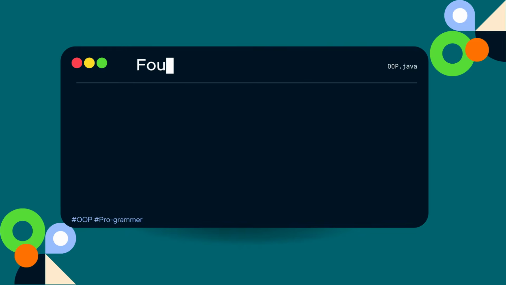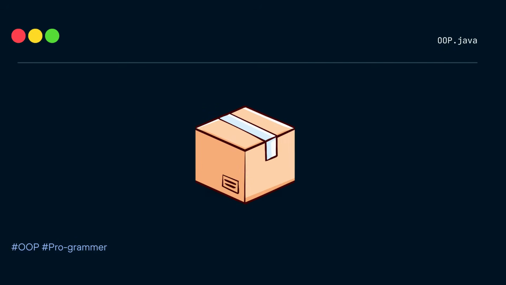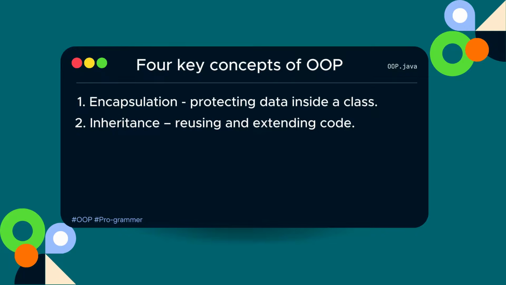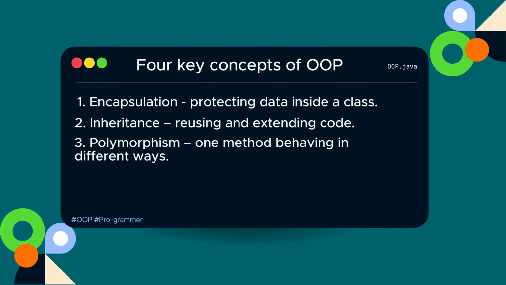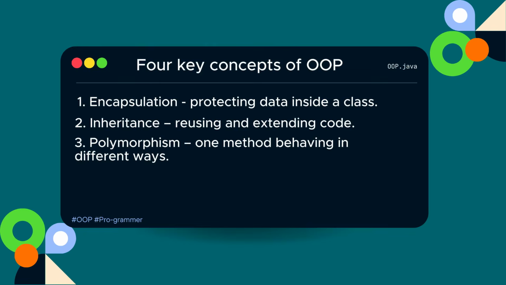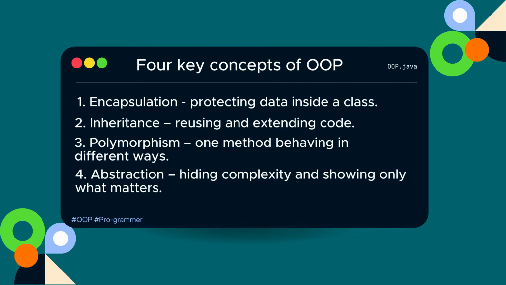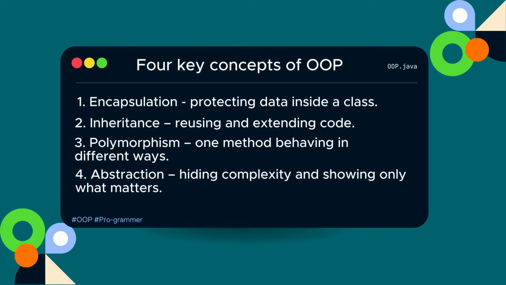OOP is built on four key principles. First is encapsulation, which protects data inside the class. Second is inheritance, reusing and extending code. Third is polymorphism, one method behaving in different ways. And lastly, abstraction, which is hiding complexity and showing only what matters. Before we dive further into this concept, let us use an analogy first to better understand the idea of OOP.